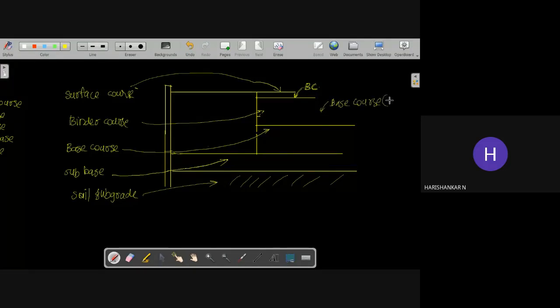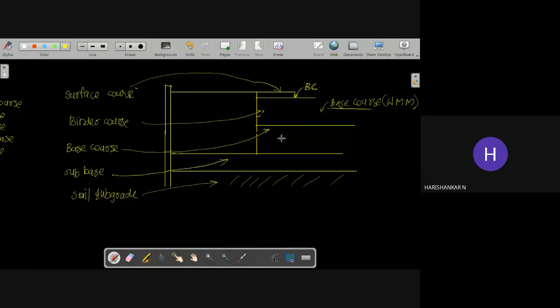So in base course, you have to use wet mix macadam. In wet mix macadam, you have to wet the aggregates. The aggregates should be wetted, and after that you have to mix it. Once you mix the wetted aggregates in the wet mixing plant, you can go to the wet mixing plant and see the procedure by which the specimen is prepared. Once you mix it thoroughly, then you can apply it in different layers. So in this way, you have to do the base course by using wet mix macadam.